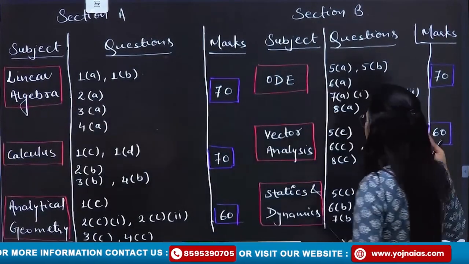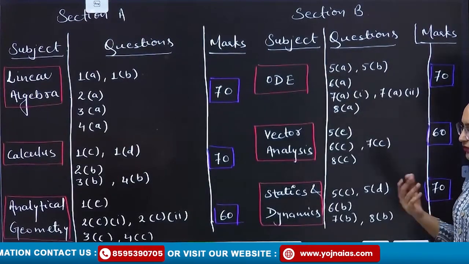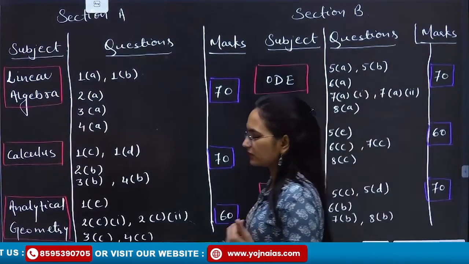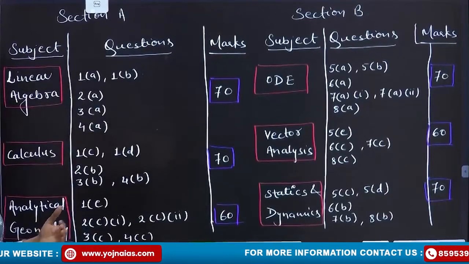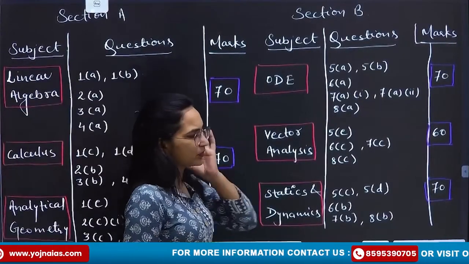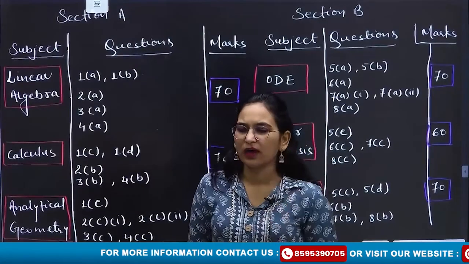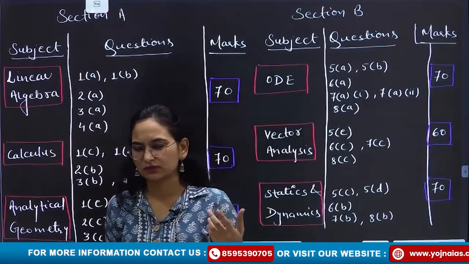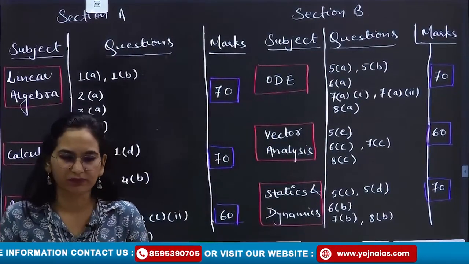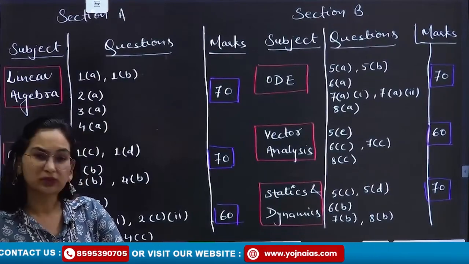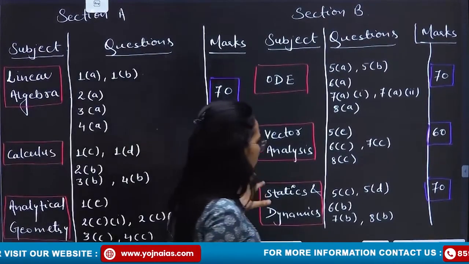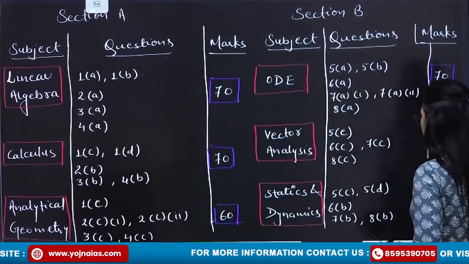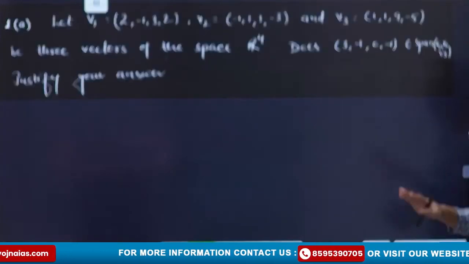So let's see the paper. I will assume that you guys have gone through the paper, because it is now more than 2 weeks since the paper was held. It was on a Sunday after the 6th, I think it was 24th or 25th. So it is more than 2 weeks. Now I'll assume that you have gone through the paper.